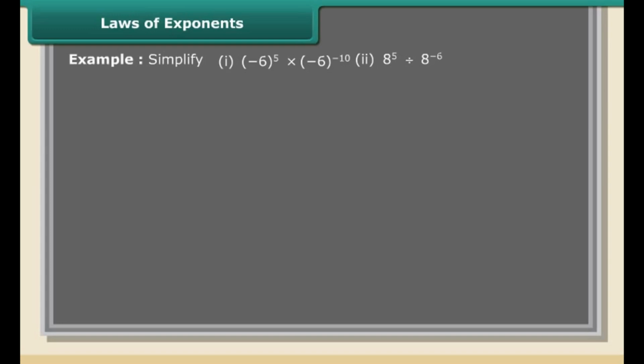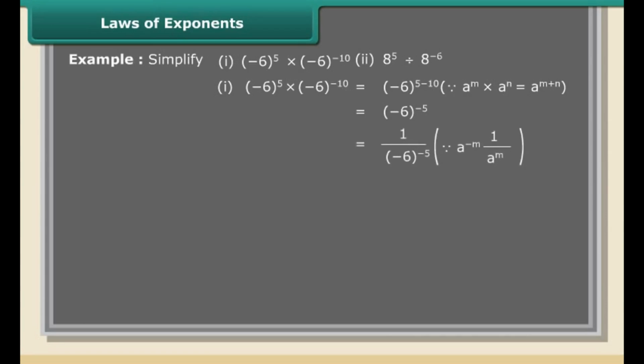Example. Simplify (-6)^5 × (-6)^(-10), and 8^5 divided by 8^(-6). (-6)^5 × (-6)^(-10) is equal to (-6)^(5-10), since a^m × a^n is equal to a^(m+n), which is equal to (-6)^(-5), which is equal to 1 upon (-6)^5, since a^(-m) is equal to 1 upon a^m. So (-6)^5 × (-6)^(-10) is equal to 1 upon (-6)^5.